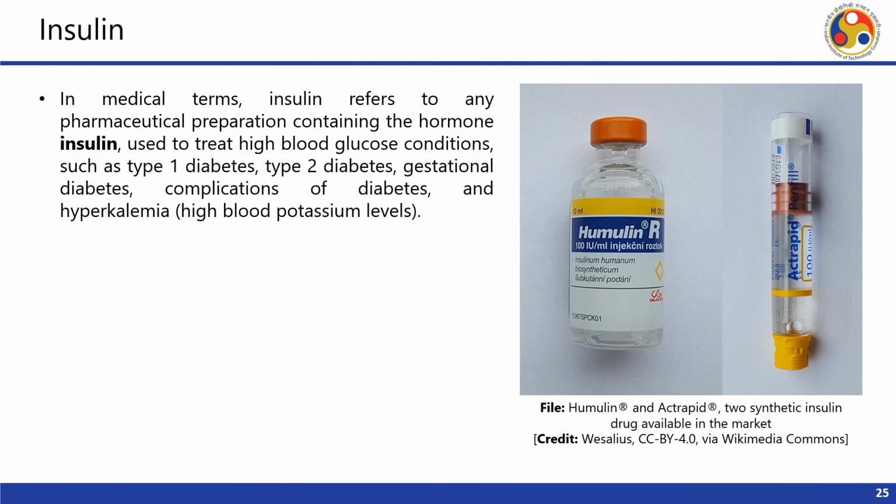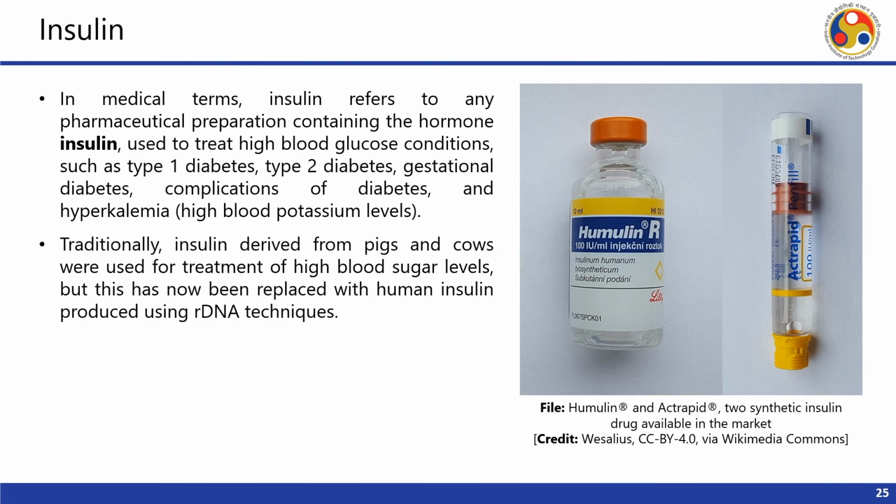sugar. In medical terms, insulin refers to any pharmaceutical preparation containing the hormone insulin, which is used to treat high blood glucose conditions such as type 1 diabetes, type 2 diabetes, gestational diabetes, complications of diabetes, and hyperkalemia, which is high blood potassium levels. So, this is Humulin R, and this is Actrapid. These are two synthetic insulin drugs which are available in the market.